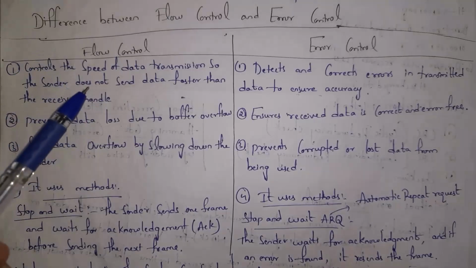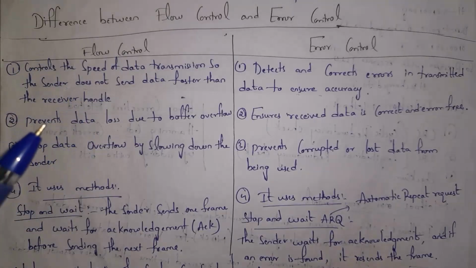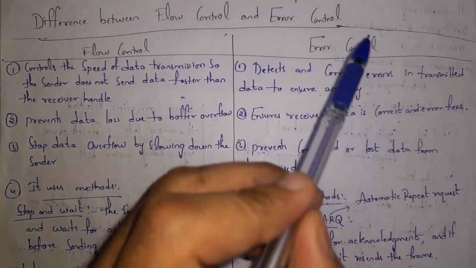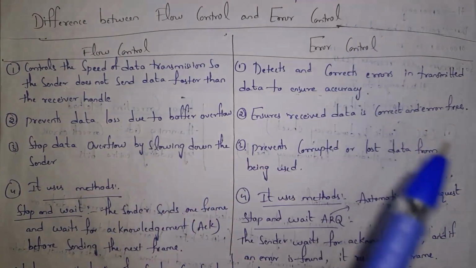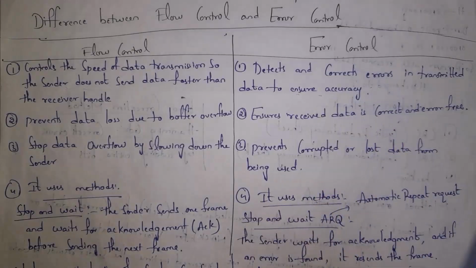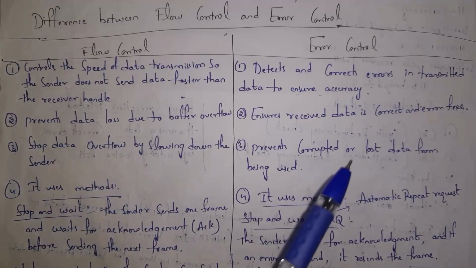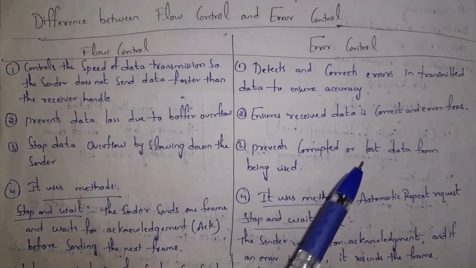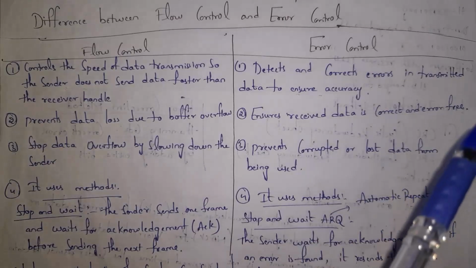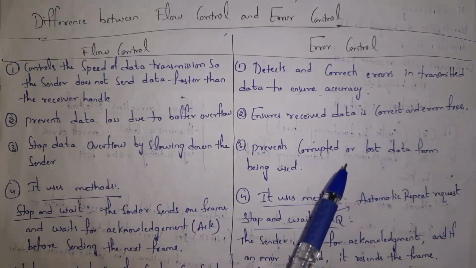In flow control, a sender will send data based on receiver capacity, so there will not be any data loss. And whereas by using error control, data will be successfully transferred to receiver without any errors. Flow control stops the data overflow by slowing down the sender. So error control prevents corruption and loss of the data.